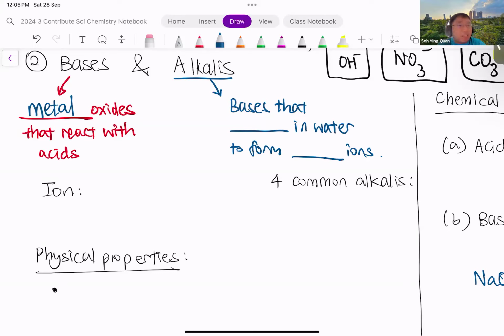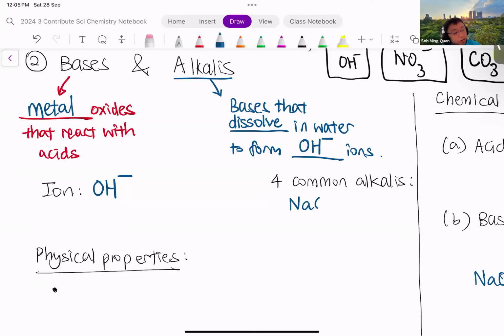Okay, so under bases, we have this category called alkalis. So alkalis are bases, but specifically, alkalis are bases that must dissolve in water. Okay, they are specific bases which dissolve in water, and when they dissolve in water, they form ions. The ion is OH minus, hydroxide. So the hydroxide ion is the ion responsible for basic or alkaline properties. So if they ask you for the ion that makes this alkaline, the ion is OH minus. Now there are 4 common alkalis you must know.